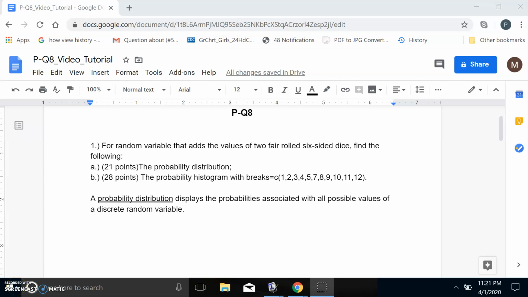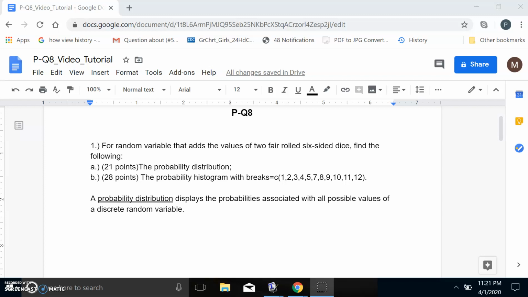Okay, so let's do practice quiz 8, number 1. It says, for the random variable that adds the values of two fair rolled six-sided dice, find the following. A, the probability distribution. B, the probability histogram.